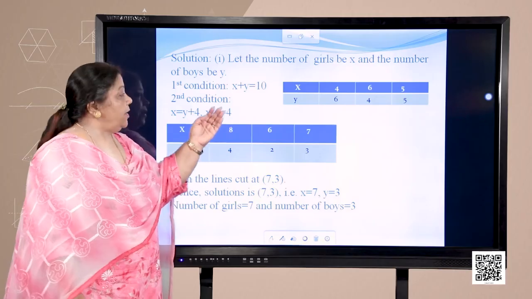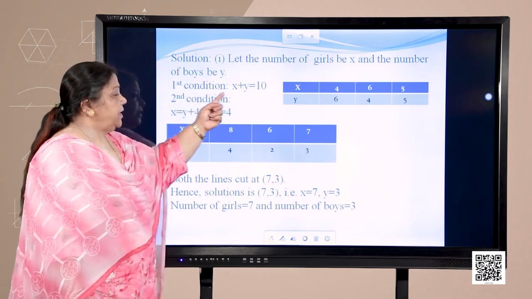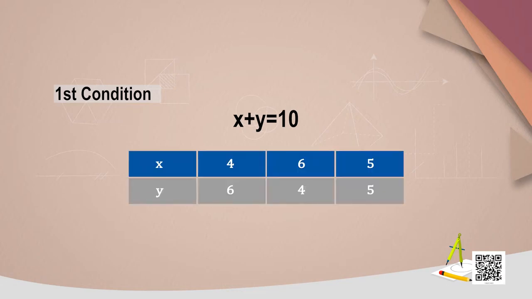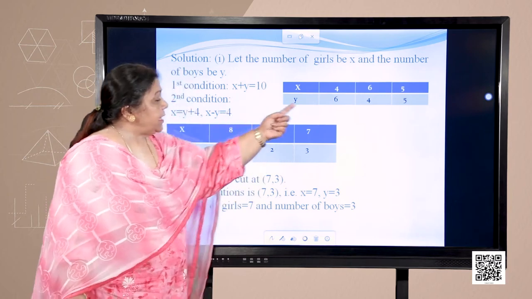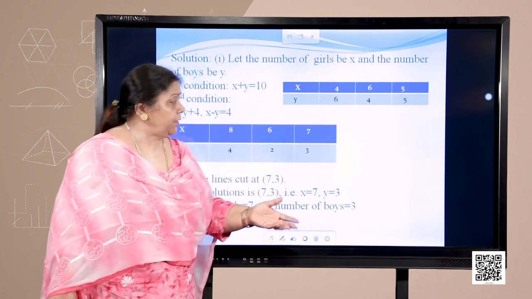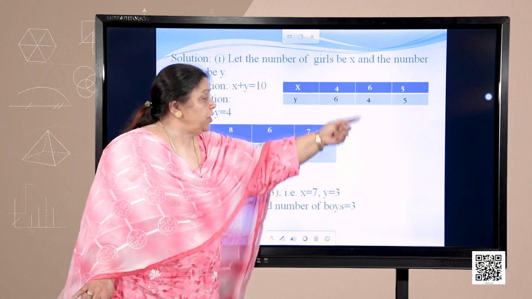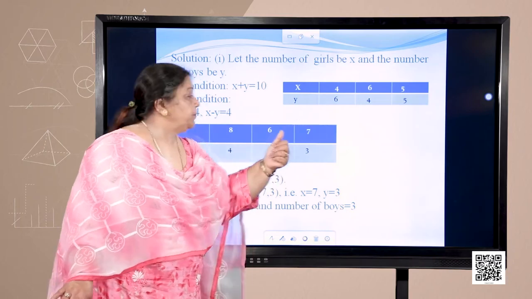Look here, we have number of girls to be x and boys to be y. So, first condition was x plus y is equal to 10. Very simple equation. When I take x is equal to 4, obviously y is equal to 6, and when we take number of girls as 6, the boys have to be 4, and if I take number of girls as 5, obviously boys also will be equal to 5. So, these are the points for the first equation.